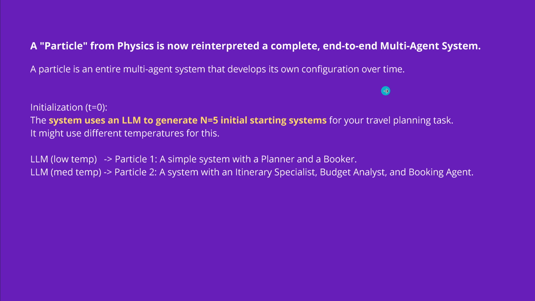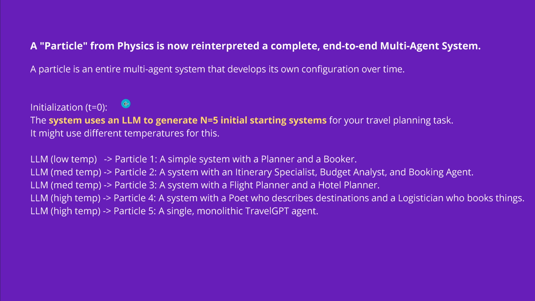Okay, I'm generous today. So we have to start somewhere. And I need an example. So I say, okay, at the beginning, t equals 0. And I go with here n equals 5, so I go with 5 systems. The LLM generates initial starting systems for my travel planning task. And my 5 LLMs can have different temperatures, low, medium, high, and different configurations, different hyperparameters.